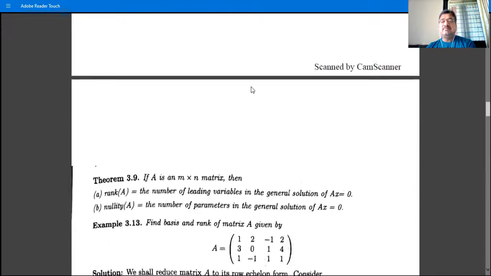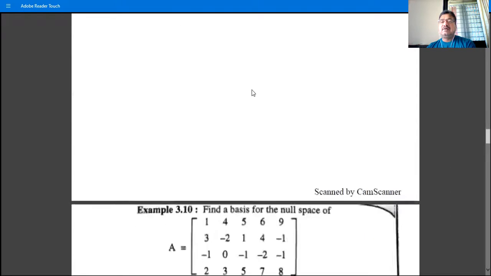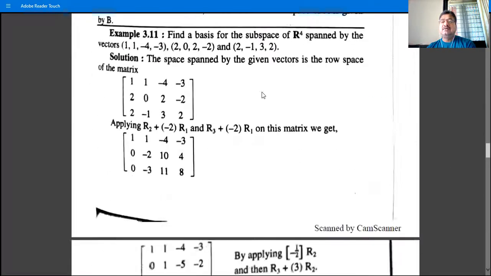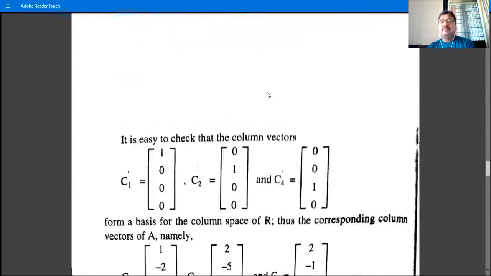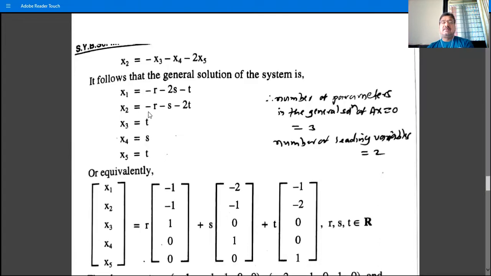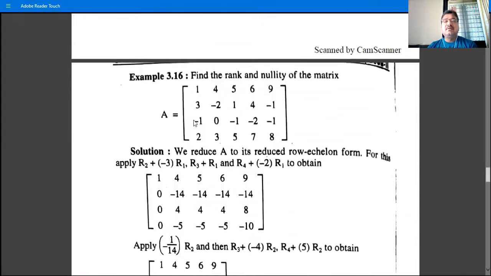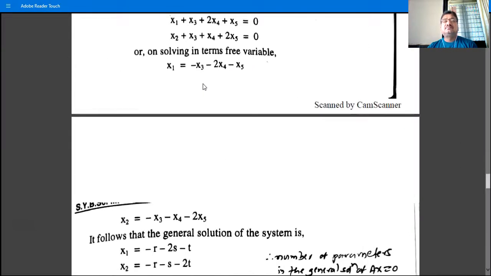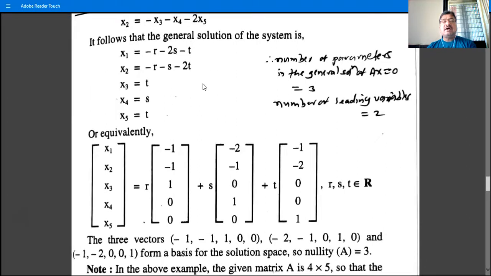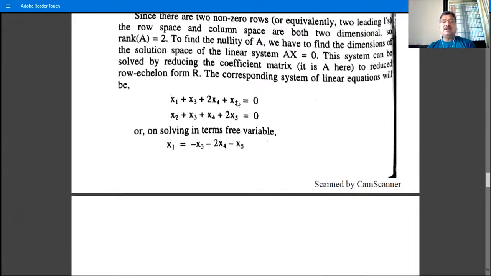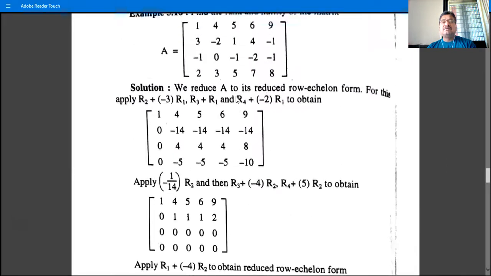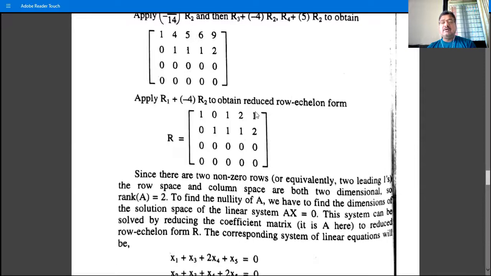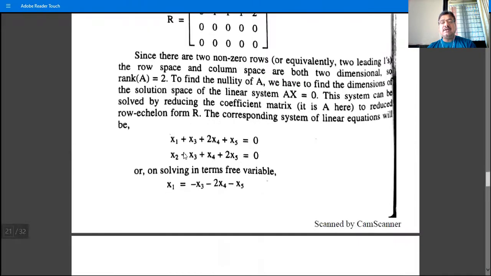If we take the system, here is the system. What are the number of parameters and the number of variables in the system? See, this is the example. So this is the system. After reducing the system to echelon form, we have two equations and then we have to assign three unknowns. This is the matrix. After converting the matrix to echelon form, we have this echelon form, and after rewriting we have this system.